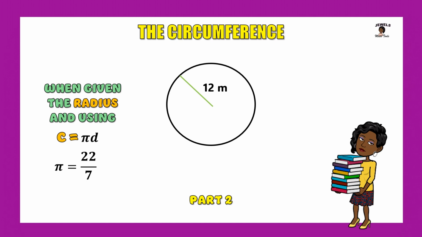In our session today, we are calculating the circumference of a circle when we're given the radius, and we're using the circumference formula for the diameter, and our pi is equal to 22/7. And if you're ready to see how this is done, let's get started.